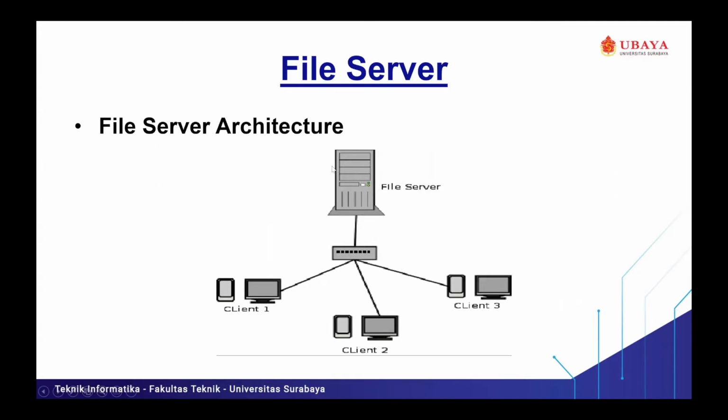And for the file server architecture, we have one file server computer, and every client computer will be connected to the same network if we are going to create a local file server. But if we create a global file server like Google Drive, we will not use this architecture, right? So if we are creating a local file server, we must connect it to the same network. We can use a hub, LAN, or Wi-Fi connection.